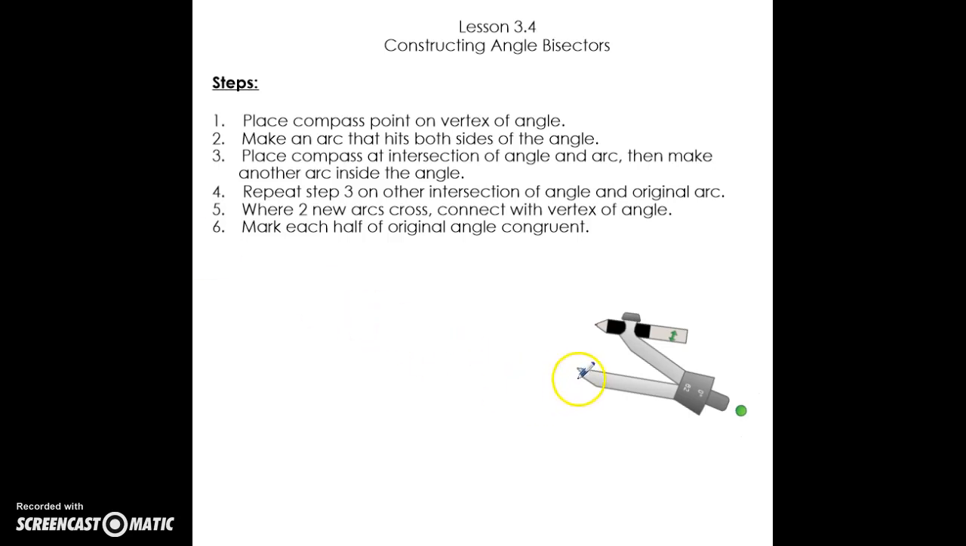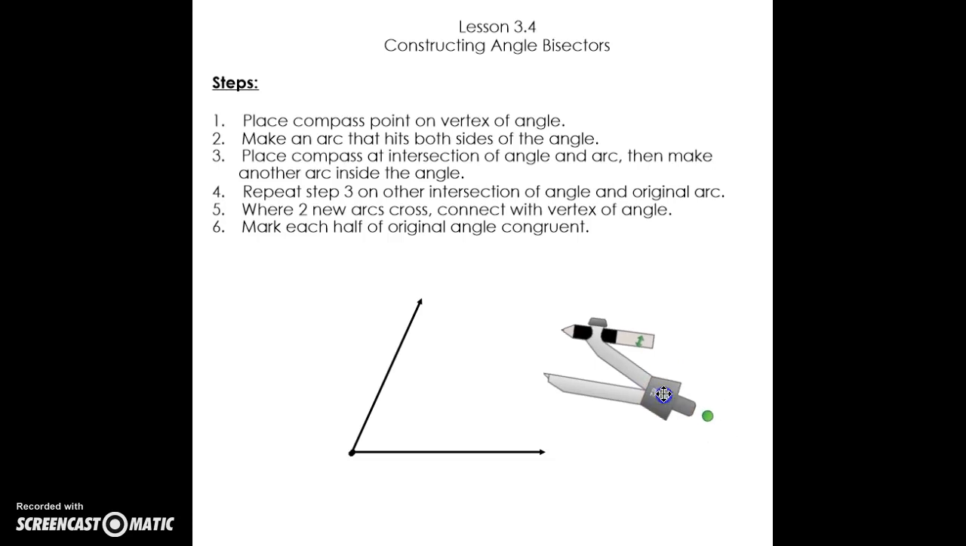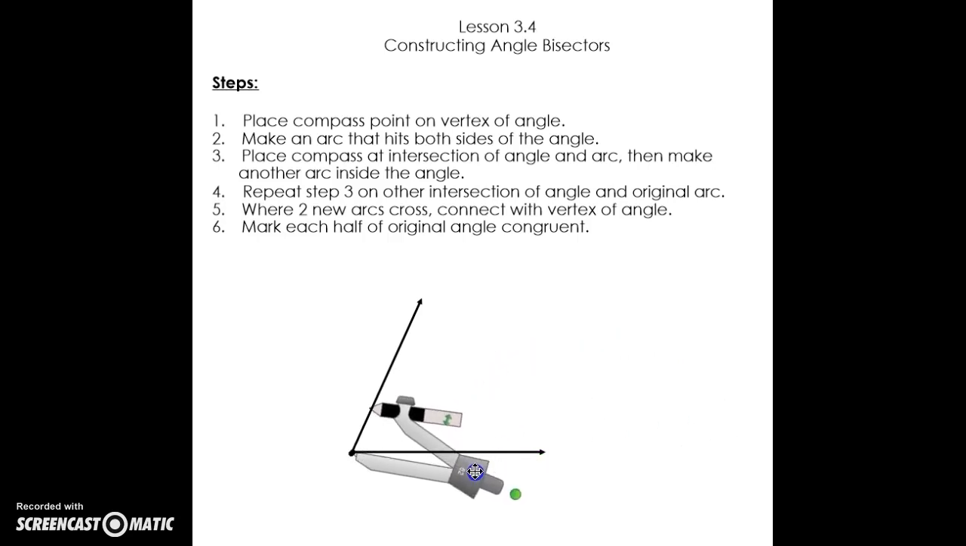So we are actually going to construct angle bisectors using our compass. So first thing I need is an angle to bisect or cut in half. So I'm just going to take my rays, construct an angle. It can be acute, right, or obtuse, doesn't matter. And our first step says place the compass point on the vertex of the angle, which would be where the two rays met. And we need to make an arc that passes through both sides of the angle. Again, it doesn't matter what size it is, as long as it hits both sides of the angle.